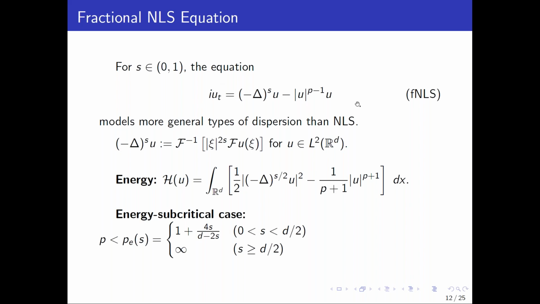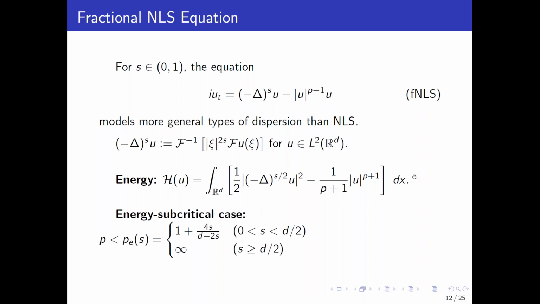So let me just briefly talk about the fractional nonlinear Schrodinger equation. It looks just like the nonlinear Schrodinger equation, but it has a fractional Laplacian here. The fractional Laplacian is defined as a Fourier multiplier operator. You take the Fourier transform of u, multiply by xi to the 2s instead of just xi squared, which would give you the ordinary Laplacian, and then take the inverse Fourier transform. So you can think of this as being a model equation for more general types of dispersion than the NLS equation.